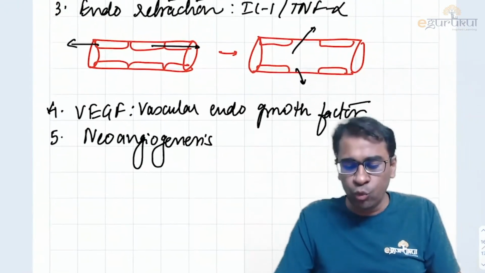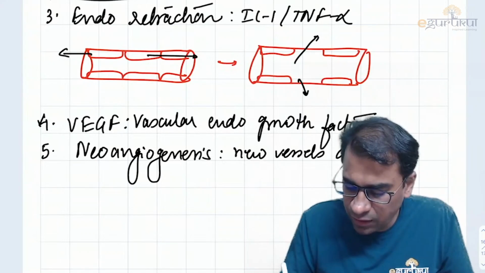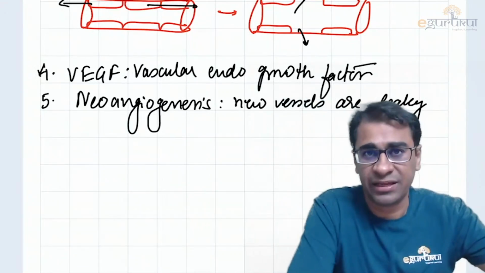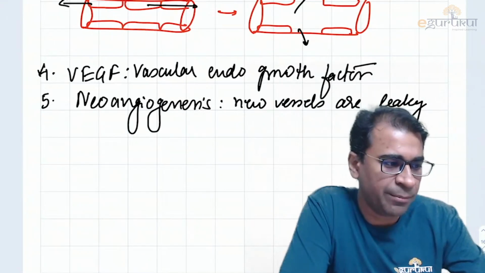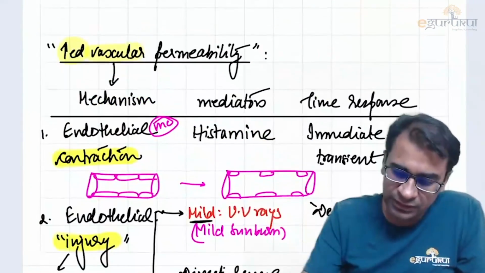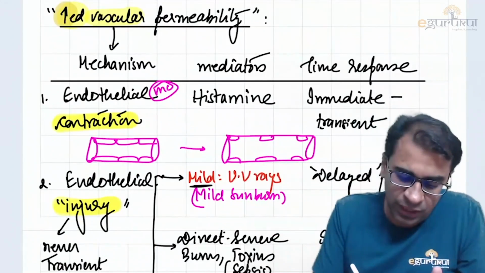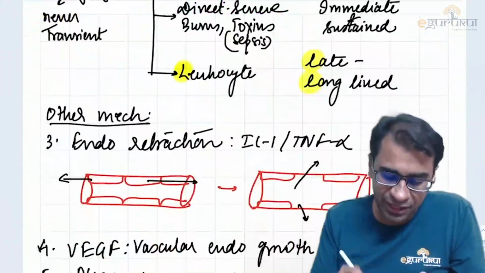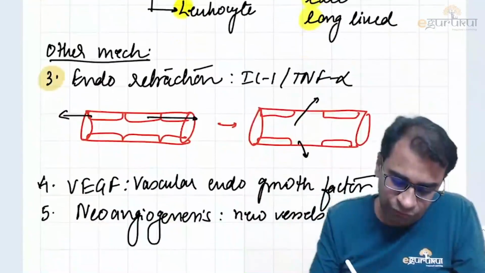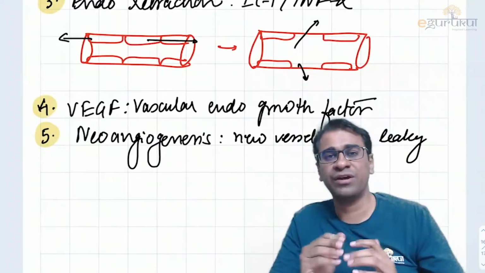And remember, whenever new vessels are formed, new vessels are leaky by nature. So that again is very important. So now we have understood there are five causes of increased vascular permeability: endothelial contraction, retraction, injury, VEGF, and neoangiogenesis. They all are the causes of increased vascular permeability.